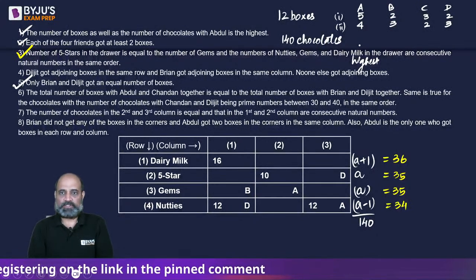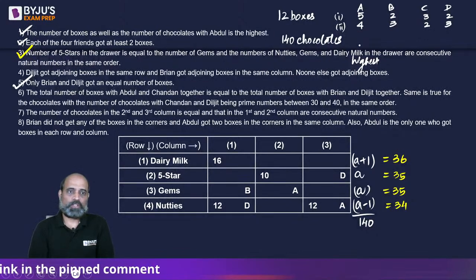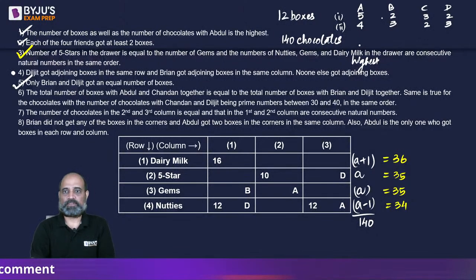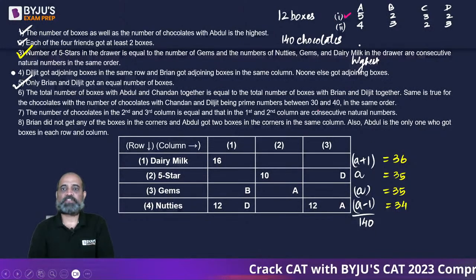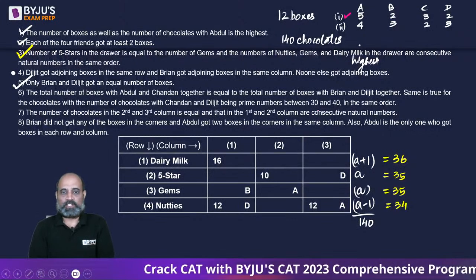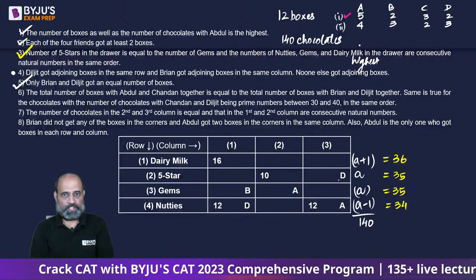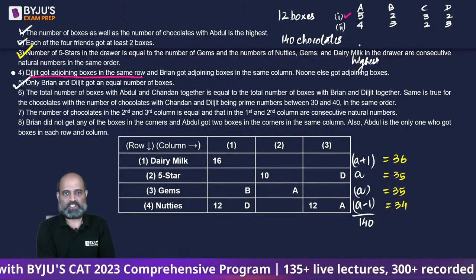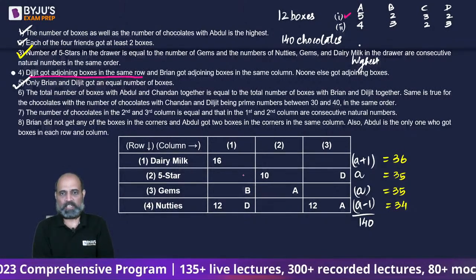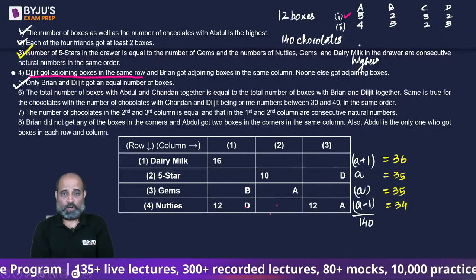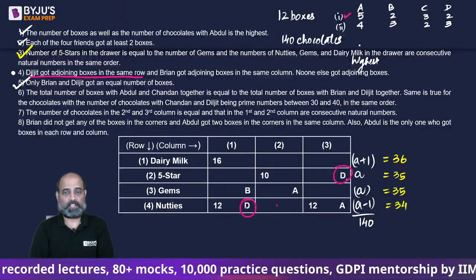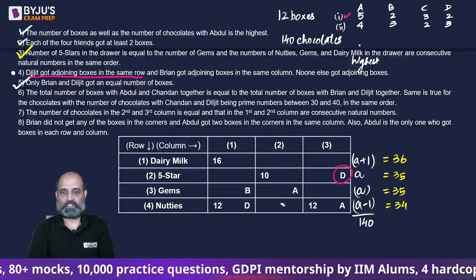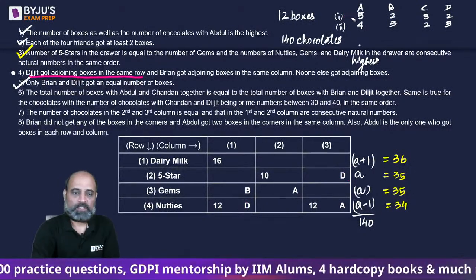Now, let's try to use the fourth statement using the first case. Let me take a different color marker. First case: A gets 5, B gets 2, D gets 2. D already has 2, isn't it? And if D already has 2, can Diljit get adjoining boxes in the same row? Adjoining means side by side in the same row. Not possible, right? There are 2 D's and 2 B's. One D is here, one D is there. They are not adjoining. So this tells us that the first scenario is definitely not possible. Let's remove this.